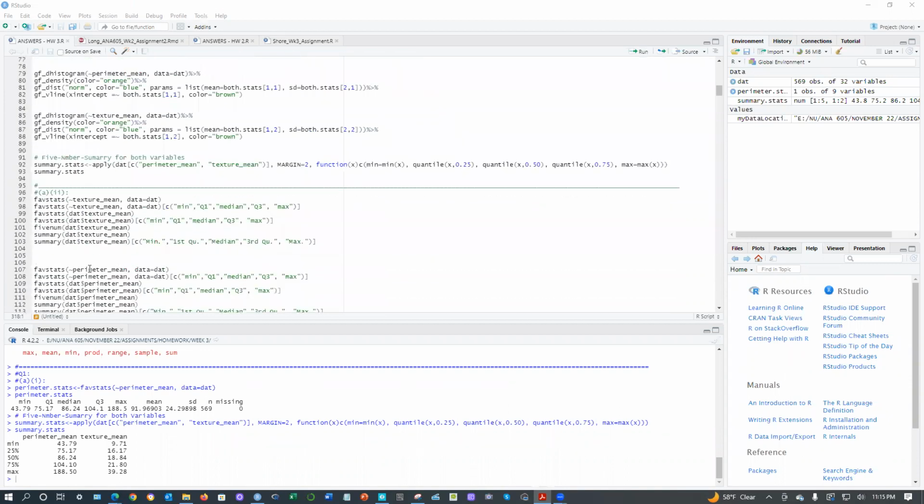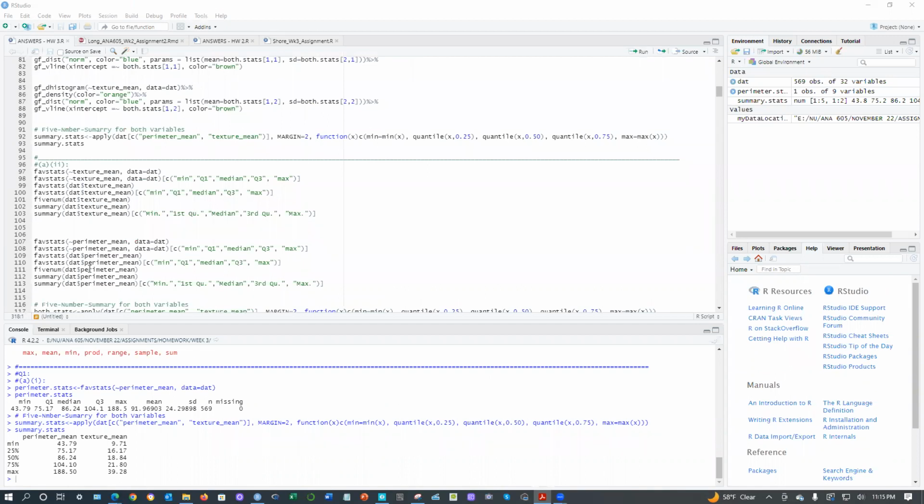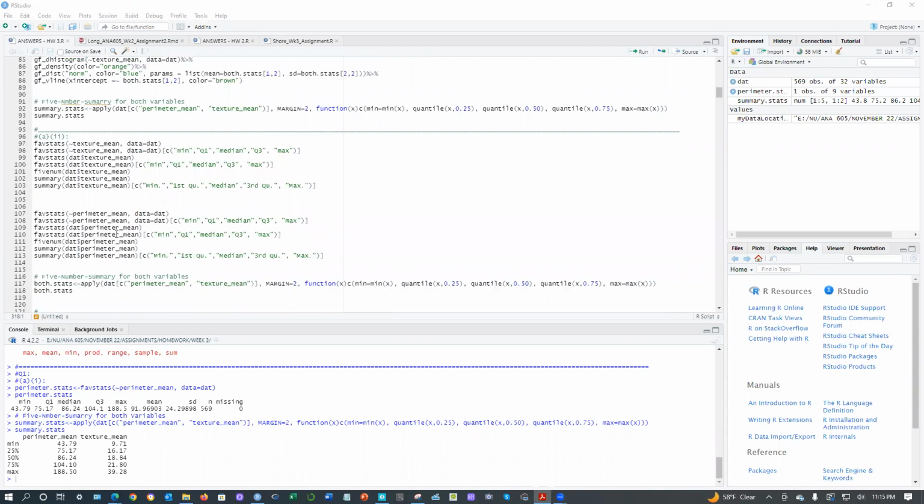Then part A, Roman numeral two, obtain five number summaries, with various ways of obtaining the five number summary separately and together. Together, we did that one. You can calculate the five number summary for both quantitative variables, not the quantitative and the categorical. Here both are quantitative variables, so their five number summaries can be evaluated like this.